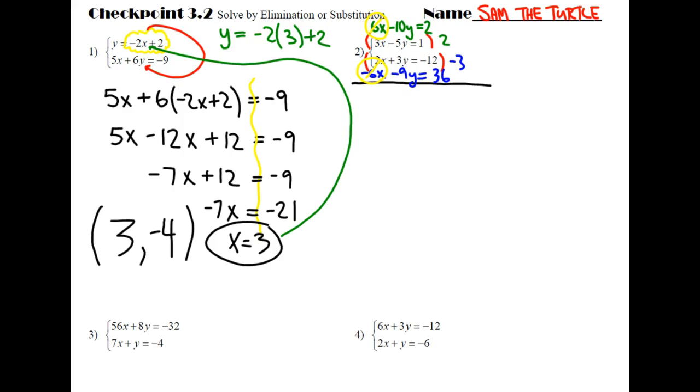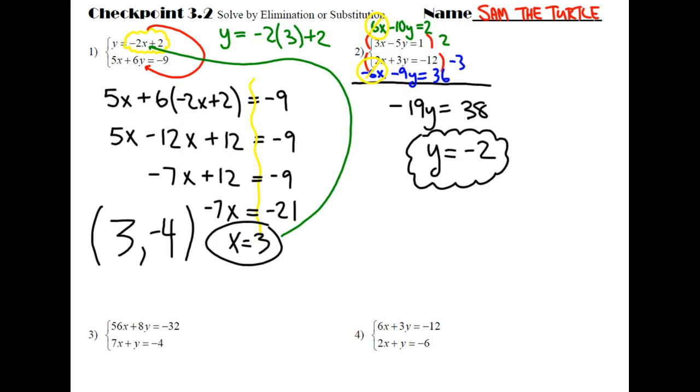Negative 10y plus negative 9y is going to be negative 19y, equal to 2 plus 36, which is 38. Yay, it works out nice and neat. Math book problems. y equals negative 2. All right, am I done? Am I all done? I found y.